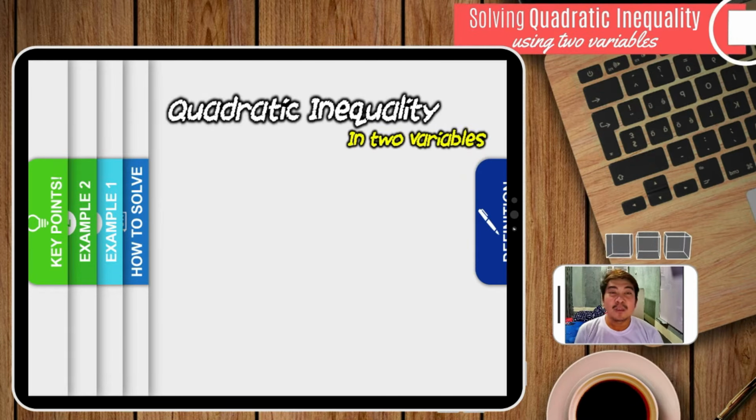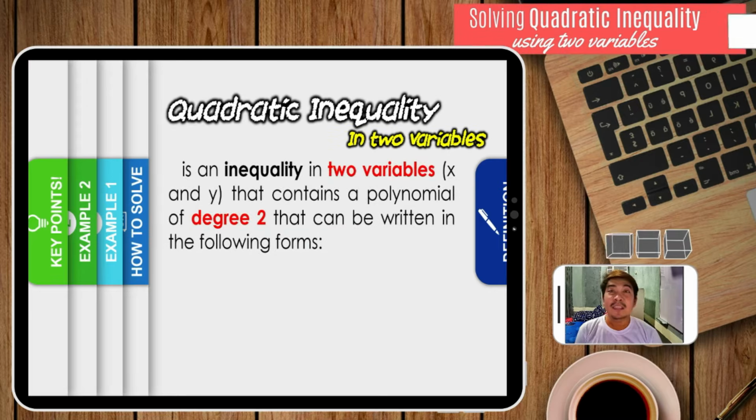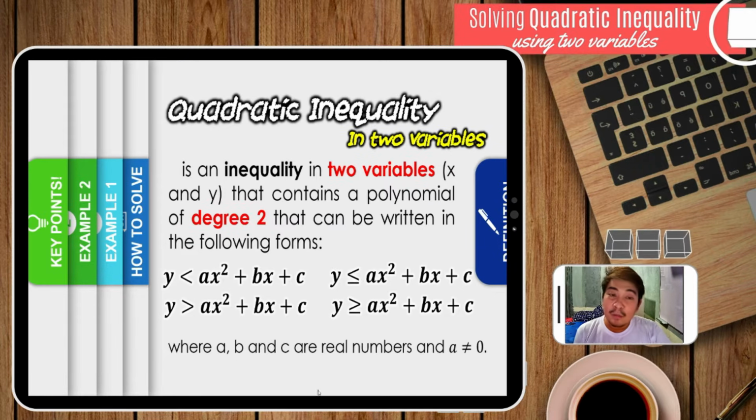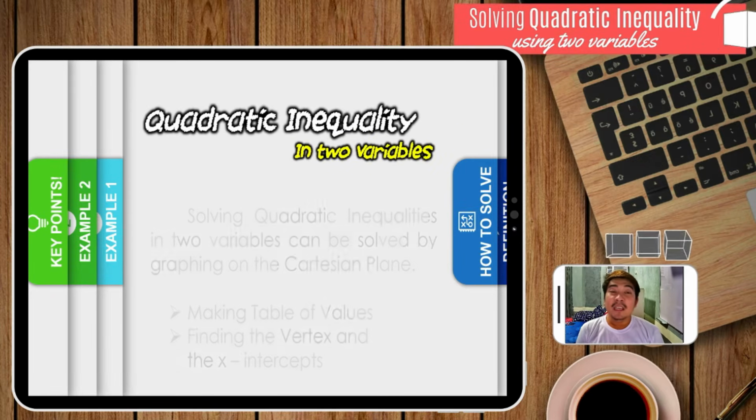So the definition will be quadratic inequality in two variables. So it is an inequality in two variables x and y. So mainly ang ginagamit natin will be x and y that contains a polynomial of degree 2 that can be written in the following forms. If we are going to compare these forms to quadratic inequality in one variable, yung other side kasi ni quadratic inequality in one variable, 0. Pero ito, y. Okay? Kaya nga siya two variables, x and y. So we should consider a, b, and c are real numbers and a should not be equal to 0. Okay? So next, how to solve quadratic inequality.